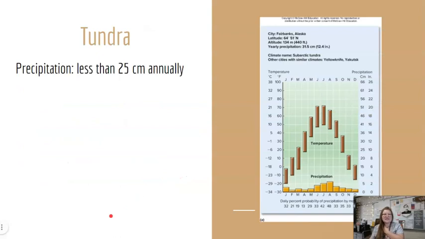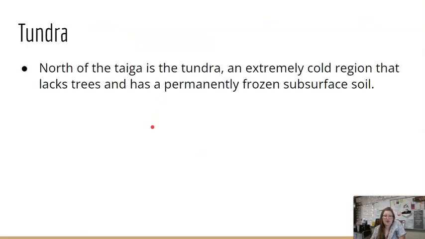And last but not least is tundra. So tundra, remember that was dry and cold. So temperature does vary, but it is all cold. Less than 25 centimeters of rain or precipitation. North of the taiga is the tundra, an extremely cold region that lacks trees and has permanently frozen subsurface soil.